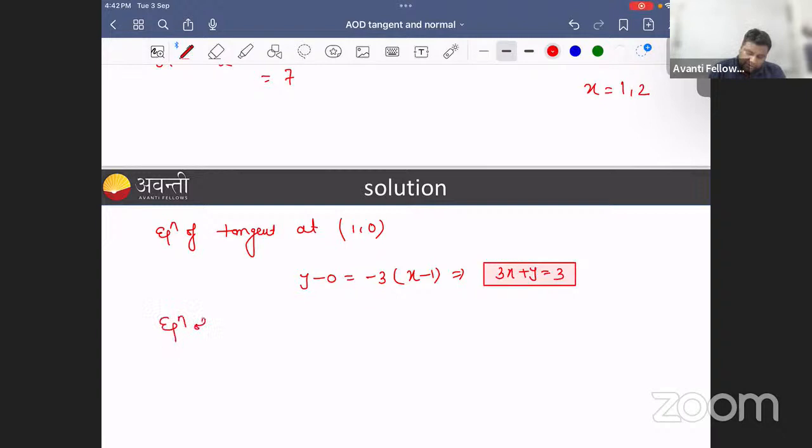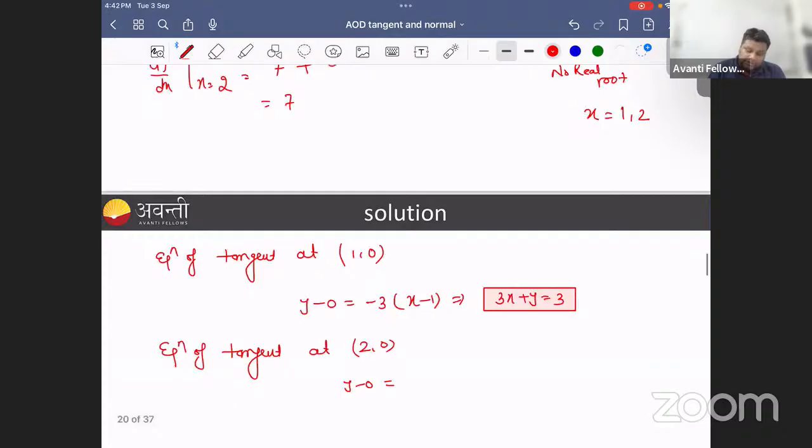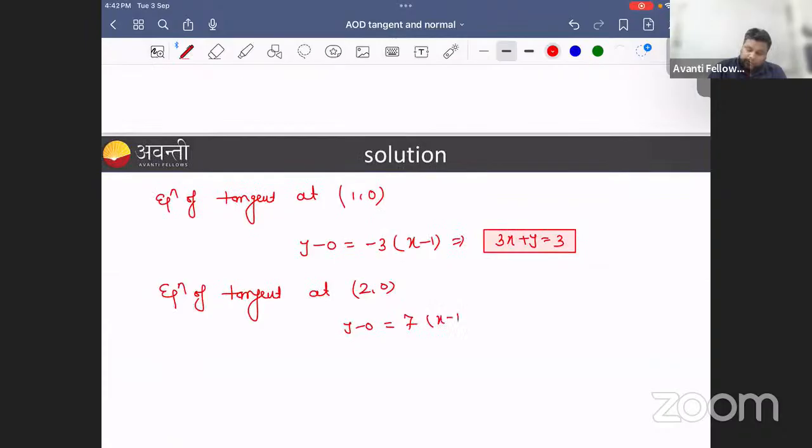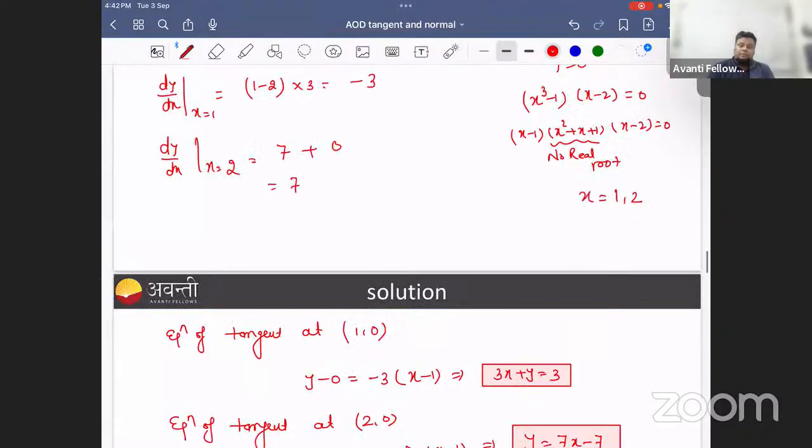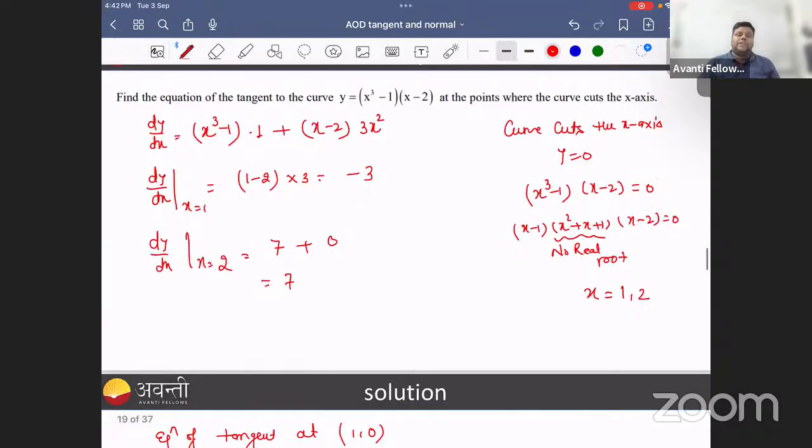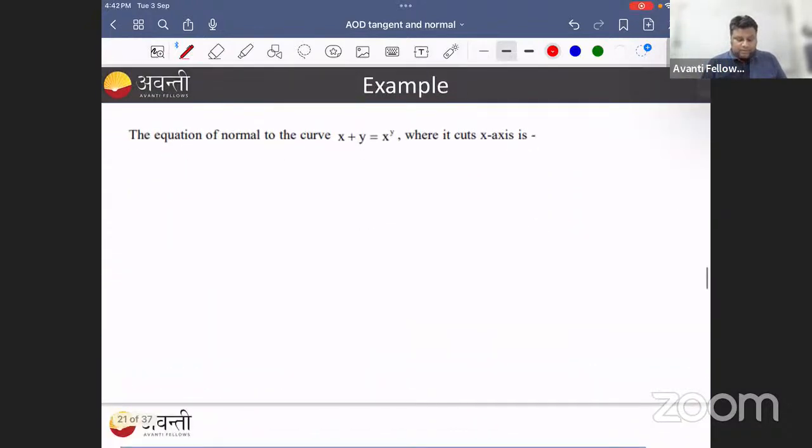Similarly, the equation of tangent at (2, 0) is y minus 0, in this case the slope is 7, into x minus 2. So this implies y equals 7x minus 14. So this is how we find the equation of tangent to a curve. Am I correct? Now let's go with another question.